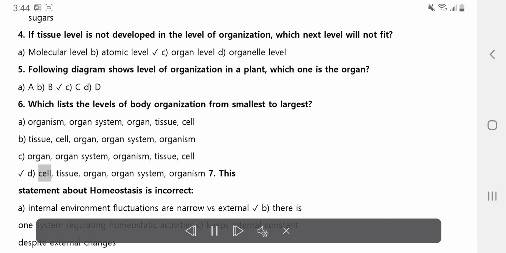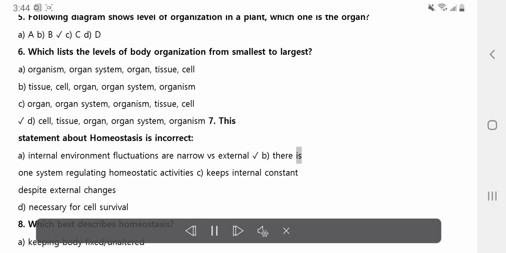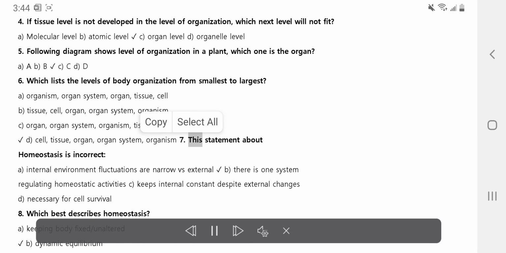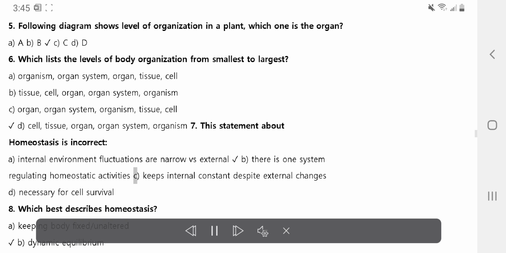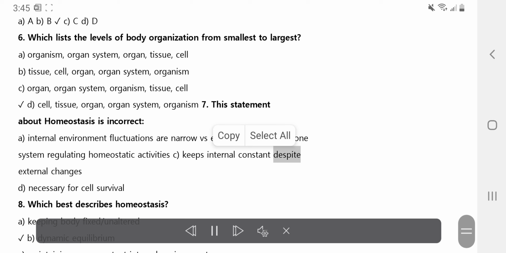D. Cell, tissue, organ, organ system, organism. 7. This statement about homeostasis is incorrect. A. Internal environment fluctuations are narrow versus external. B. There is one system regulating homeostatic activities. C. Keeps internal constant despite external changes. D. Necessary for cell survival.